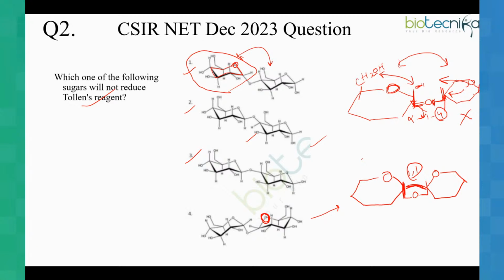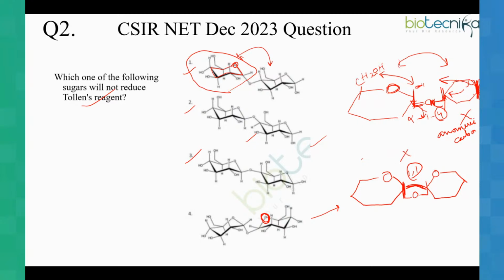In this case, it's a non-reducing sugar. Whenever the anomeric carbon is free, one of them is bonded with a glycosidic bond, but at least one of the sugars has a free anomeric carbon. In that case, it will be capable of serving as a reducing agent. But here, they will not be a reducing agent.